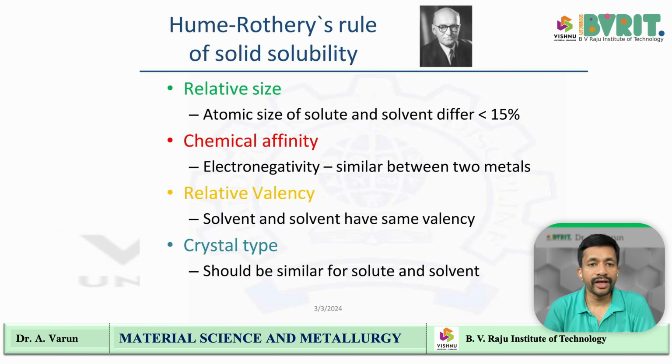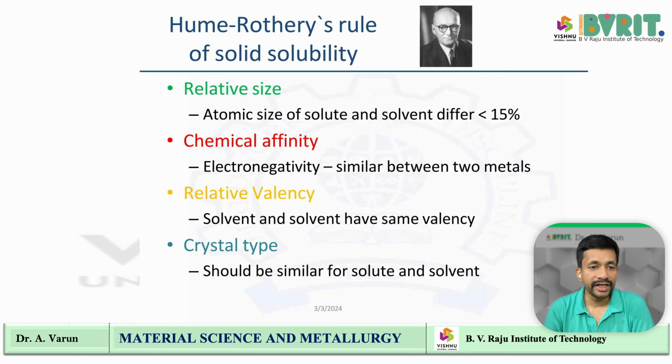So, in order to give a valid rule for formation of solid solubility, for substitutional type, the rule is given by Hume-Rothery, which has four major points. First one is the relative size difference. The size difference between the solute and the solvent atomic size cannot differ by more than 15%. Second one is the chemical affinity or electronegativity. There should not be much difference in the electronegativity. That is, in the periodic table, the elements selected cannot be far off, because that defines the electronegativity nature.